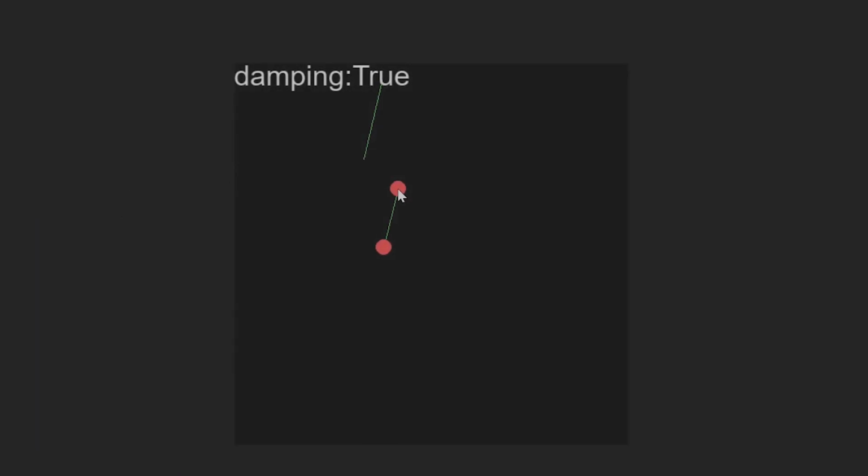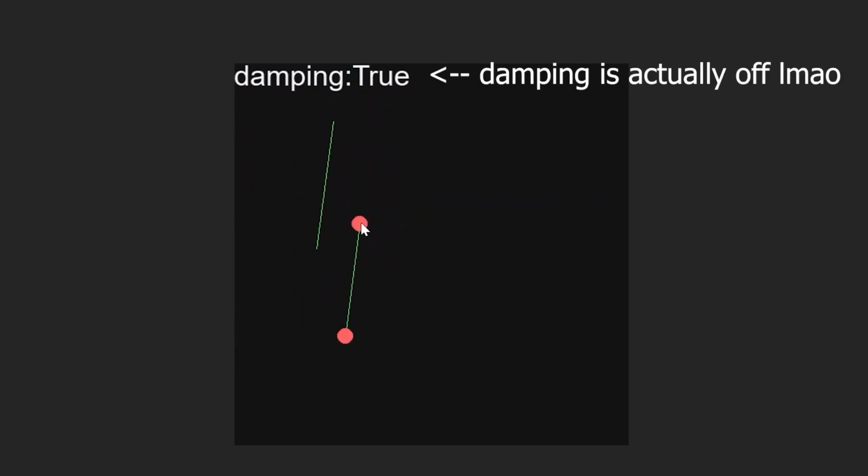but the idea is actually really simple. Basically, we want a force in the opposite direction to how the points are moving relative to one another. So if the points are moving towards one another, we want a force that faces away from one another.